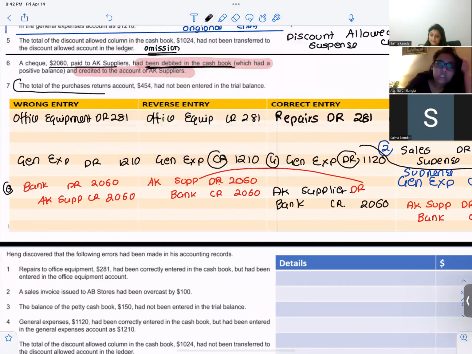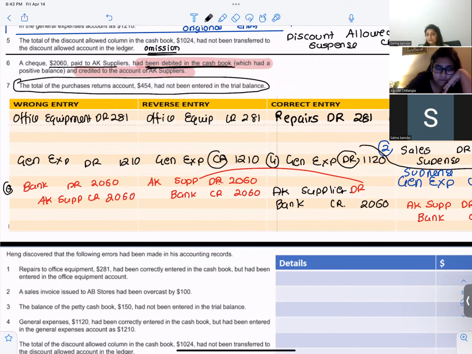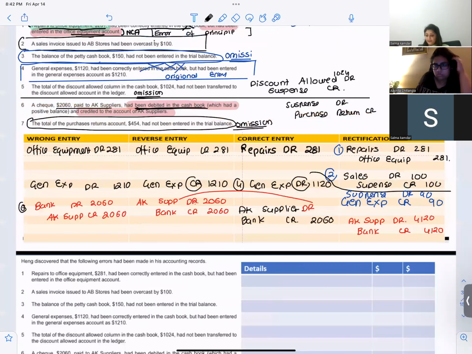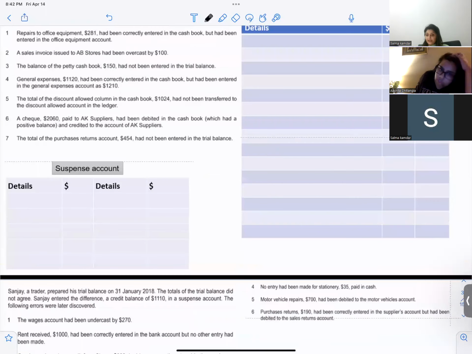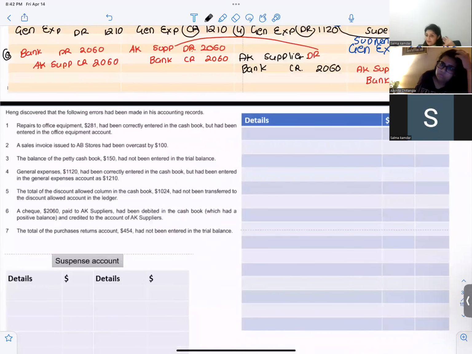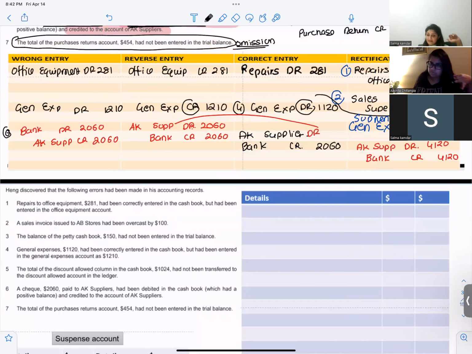Next one would be the total of purchase return account, $454, had not been entered in the trial balance. So this is also omission. How will you rectify it? Purchase return is credited, so suspense would be debited. Lovely. So this is how you pass your rectification entries. And then you prepare a suspense account.